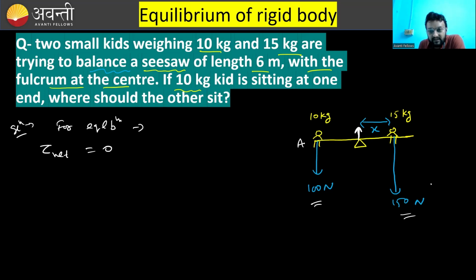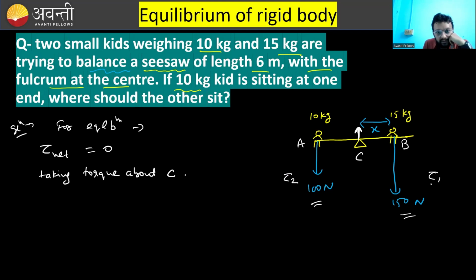For example, a kid is sitting at A, another is sitting at B, and C is the center. So now, what is the net torque? Suppose the torque of this 150 Newton force is tau 1 and the torque of this 100 Newton force is tau 2. Two forces are there, and we are taking torque about C.